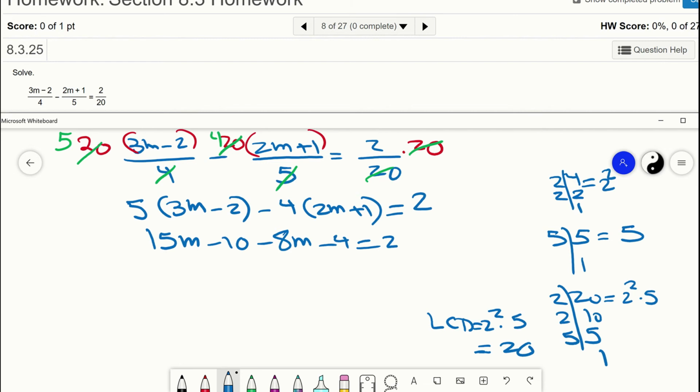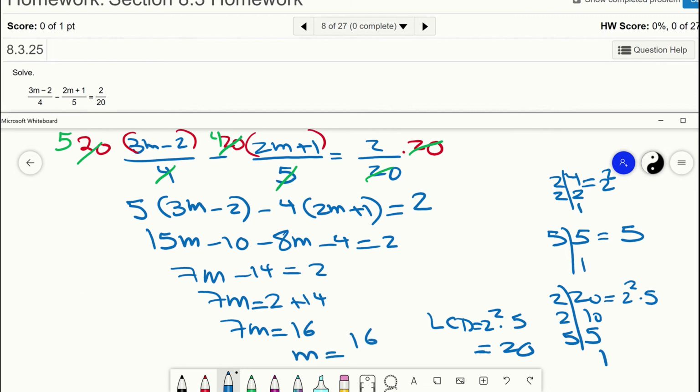By doing it. All right, so now we're going to simplify the left side by combining the like terms. These two give us 7m, those two, negative 10 and negative 4, give us negative 14 equals 2. So we get 7m equals 2 plus 14 after we add 14 to both sides, or move negative 14 to the other side, same thing. So we get 7m equals 16. So divide both sides by 7 and we get m equals 16 over 7.